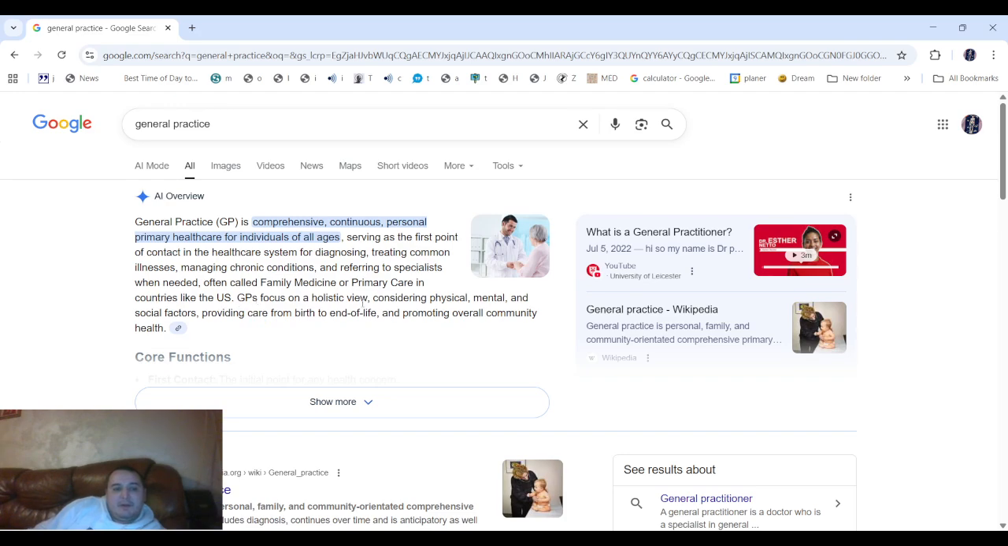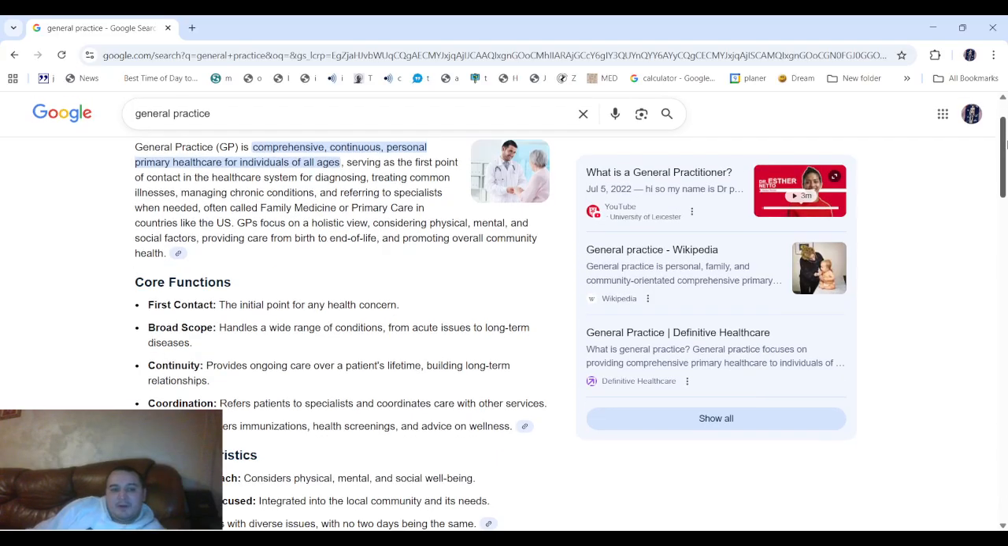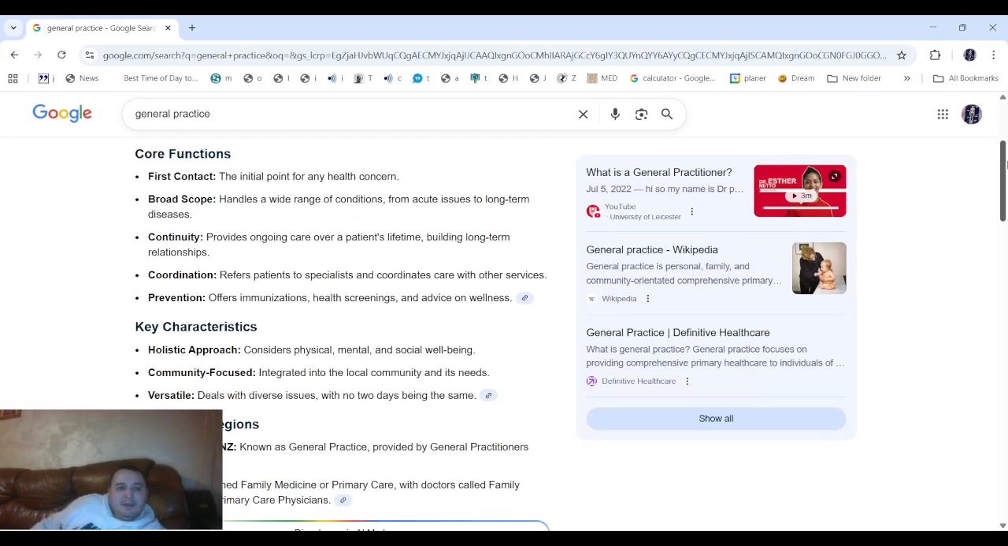GPs focus on a holistic view, considering physical, mental, and social factors, providing care from birth to end of life, and promoting overall community health. Core functions: first contact, the initial point for any health concern. Broad scope, handles a wide range of conditions, from acute issues to long-term diseases. Continuity, provides ongoing care over a patient's lifetime, building long-term relationships.